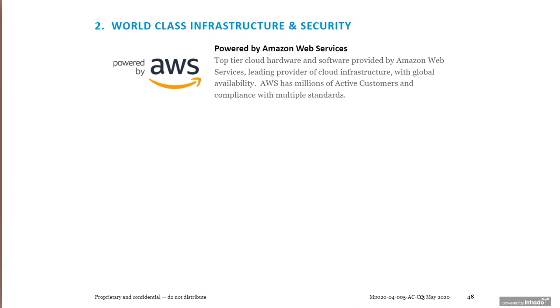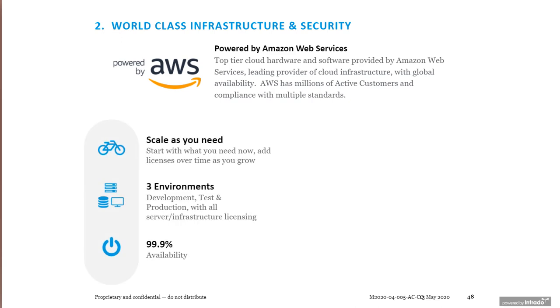Now, the second reason why we believe that Abbott Informatics is the right partner for your hosting needs is that we have world-class infrastructure and security. We start out with our underlying infrastructure being powered by Amazon Web Services, who is the leading cloud provider in the world. And on top of that, we provide the capacity for you to scale as you need. So you're able to start with what you need now and add licenses over time as you grow. In addition, we provide 3 environments: a development, test, and production, so that you're able to mitigate any kind of risk in moving your code from development through into a fully production environment.